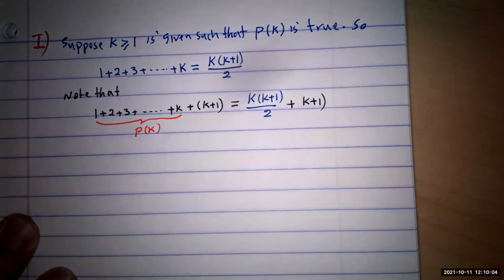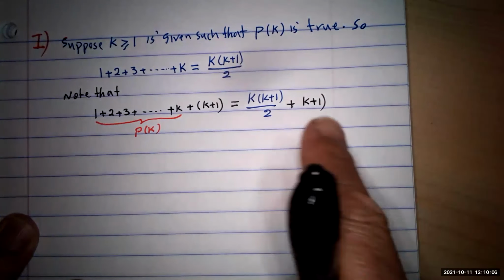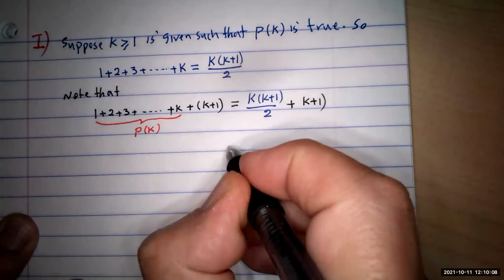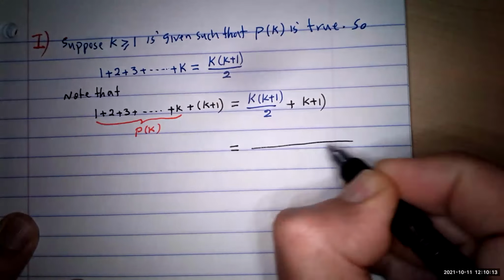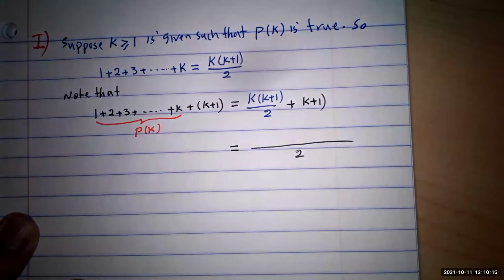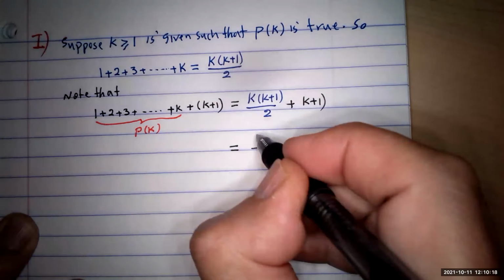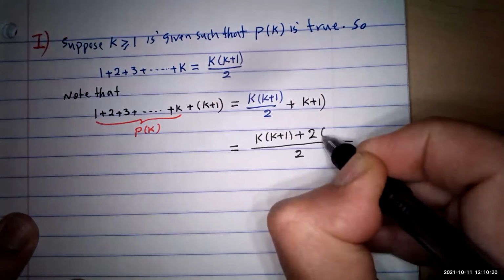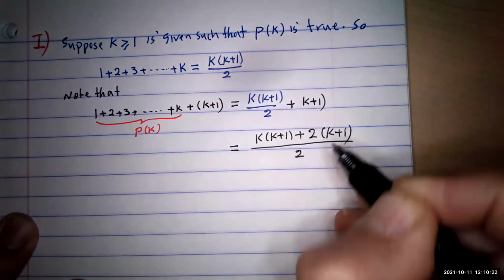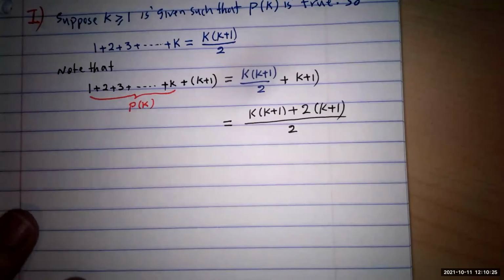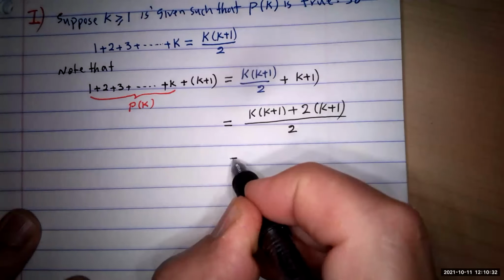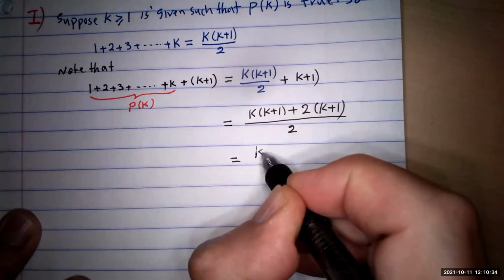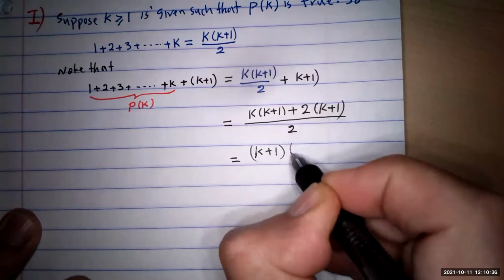Algebra. Just a common denominator will do it for you. The common denominator would be 2. So on the top you get k times k plus 1 plus 2 times k plus 1. Don't rush to multiply it. Just check to see what you want. You see, there is a common factor here. Factor it out, that gives you (k+1)(k+2) over 2. That's exactly what you want to prove.